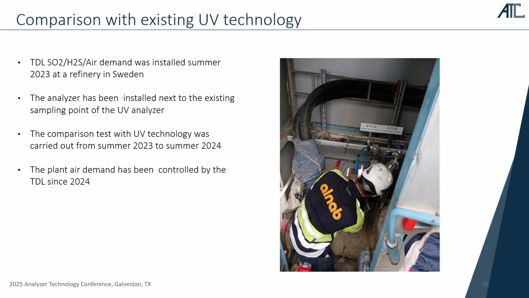Okay, so this, as I mentioned, was installed back in 2023. Since we came with this disruptive analyzer, the end user wanted to test it against something they know, and that was a UV analyzer. The installation was done very close to the sampling point of the UV analyzer, less than 1 meter, so we could compare measurements of both UV and TDL. The test ran the whole year, from summer 2023 to summer 2024. And since summer 2024, the customer is now using only our analyzer in the feedback control of the air demand.